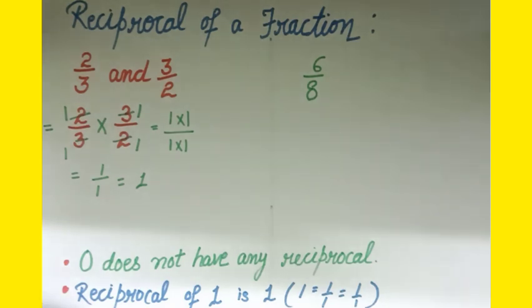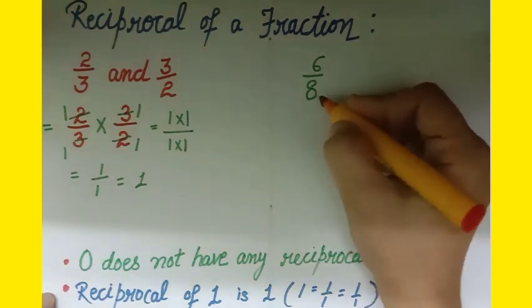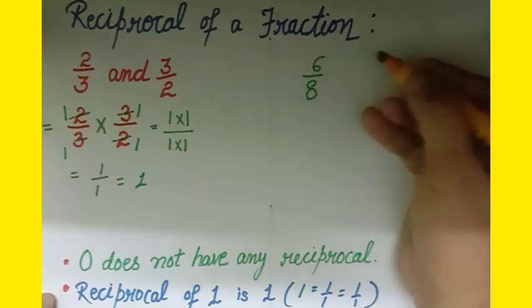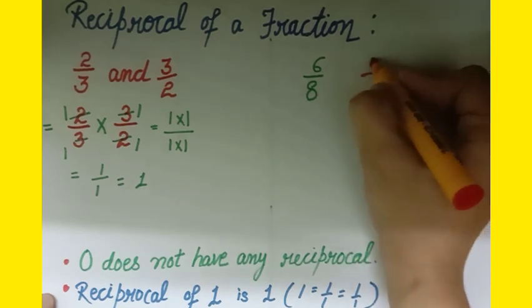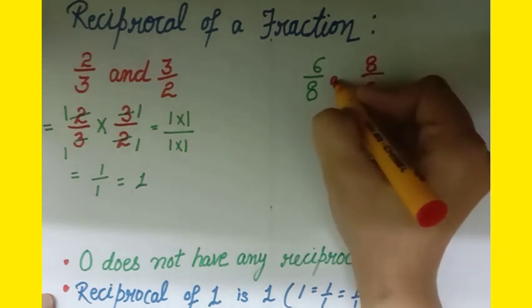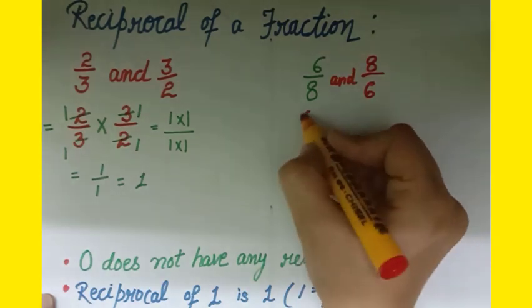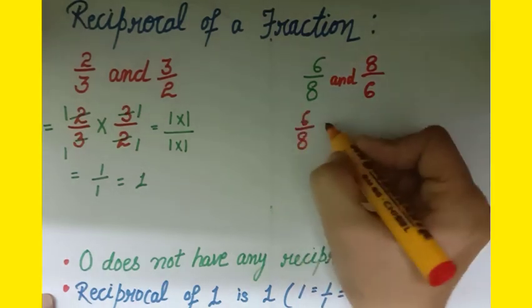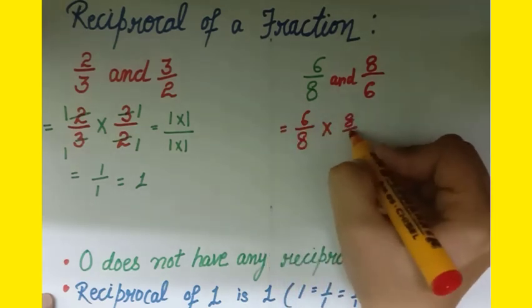We have the fraction 6 by 8 and we want to write the reciprocal of this fraction. And you already know what the reciprocal of a fraction is. The numerator will become the denominator and the denominator will become the numerator. Here 8 will become the numerator and 6 will become the denominator. Now we have to do the product of these two fractions. Here it is 6 by 8 and we have to multiply by 8 by 6.